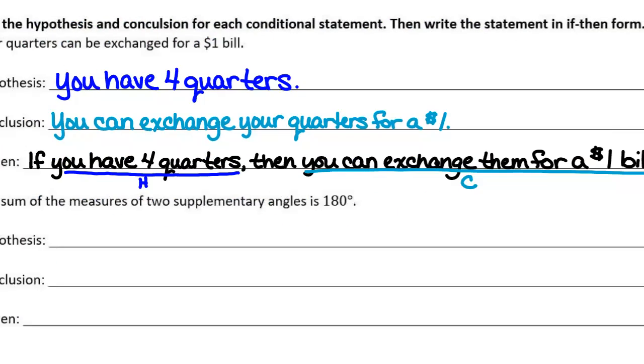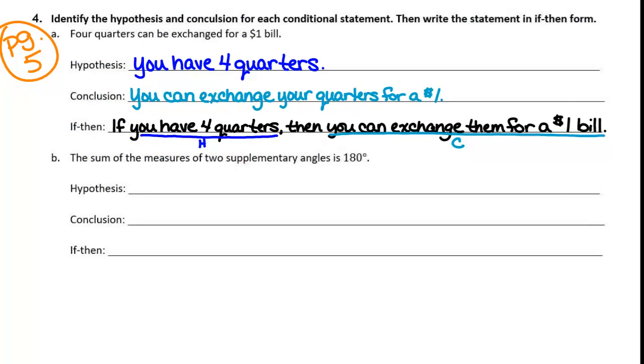Some people find it easier to write the hypothesis and conclusion first and then come down and write the if-then statement. Some people find it easier to write the if-then statement and then go back and write the hypothesis and the conclusion based on that, or some combination of that. Like we wrote down the hypothesis first, then we used that to write our full if-then, and then we went back and wrote the conclusion. Let's look at part B and see if we can do the same type of thing here.